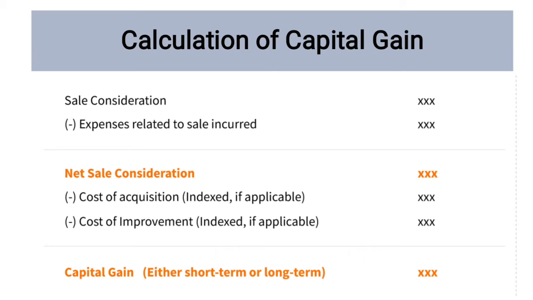and after that you will get the final net figure as capital gain. That will depend upon your holding period. It can be short term or long term. If you are holding for a long term, then it is long term. If you are holding for less than 36 months or 12 months, whatever the case, then it will be short term capital gain.